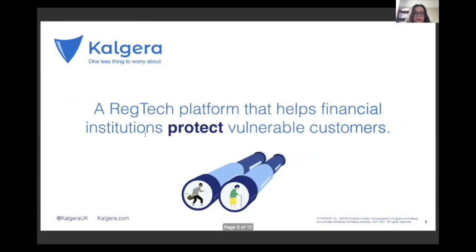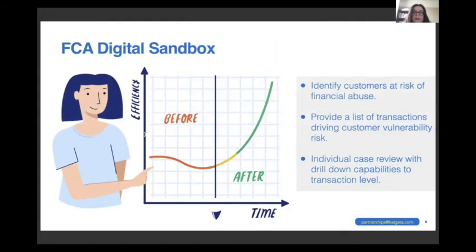I told you why this matters to us and what the problem is, and now I'm going to tell you what Kalgera is. Kalgera is a RegTech platform that enables financial institutions, specialists, to interpret the financial behavior of their customers to keep them safe. During the FCA Digital Sandbox, Kalgera used data sets to develop a complete set of anomaly detection models and improve its algorithms that help financial institutions to identify their customers who are at risk of financial abuse, provide them with a list of transactions that drive customers' vulnerability risk, and enable them to analyze customers' vulnerability cases using drill down capabilities to transaction level.